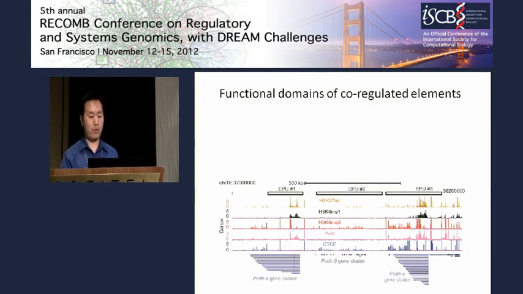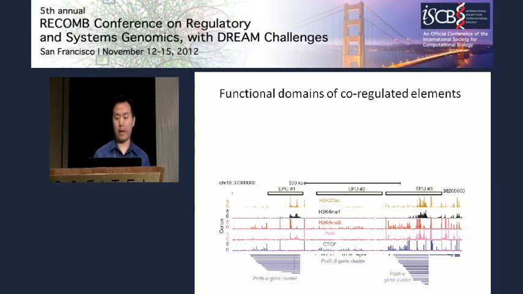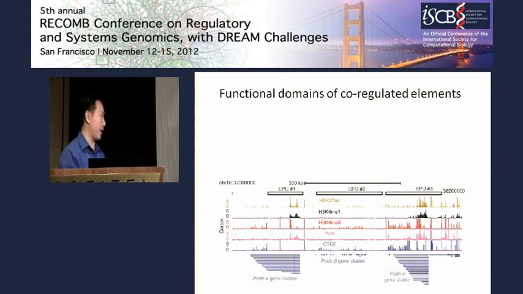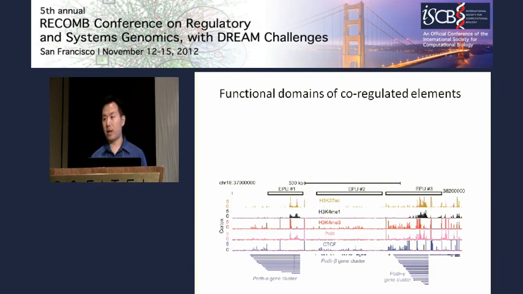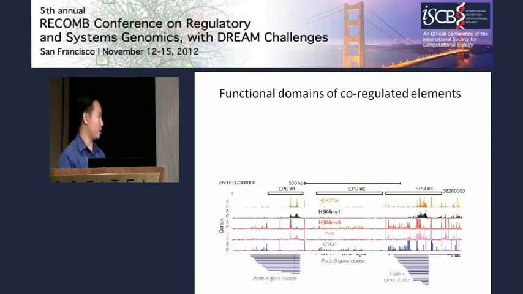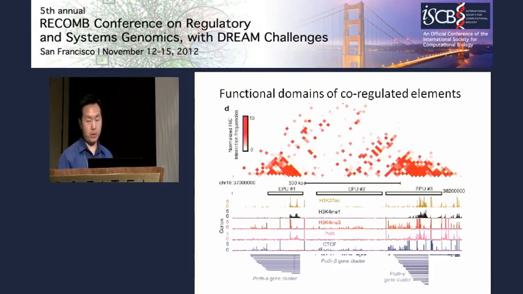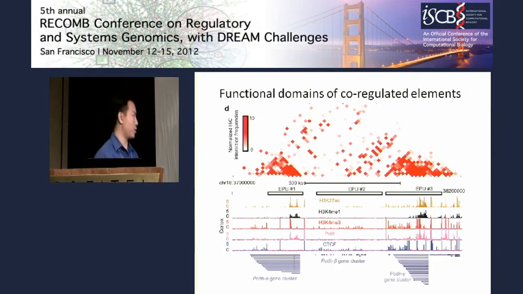Finally, the discovery of EPUs also suggests that the mammalian genome is partitioned into functional domains of co-regulated elements. As shown in this figure, we have 3 gene clusters, PCDH alpha, beta, and gamma. Our EPU analysis correctly identified 3 domains, domain number 1, 2, 3, each domain corresponding to 1 gene cluster. And if we put the Hi-C signals on top of this track, you can see some interesting observations. This is how to read this Hi-C interaction heat map.